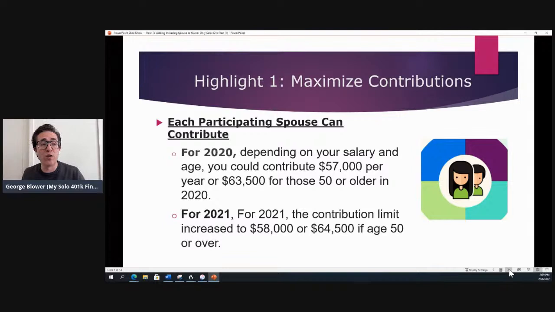For 2020, the overall limit is $57,000 or $63,500 if you're 50 or older. For 2021, the limits go up to $58,000 or $64,500 if you're 50 or older, because you've got that $6,500 catch up. And we've got some great deep dive presentations. If you subscribe to the YouTube channel, you can see all the different webinars, and we go into great detail on how to make contributions depending on how your self-employed business is taxed. So please don't hesitate to check those out.